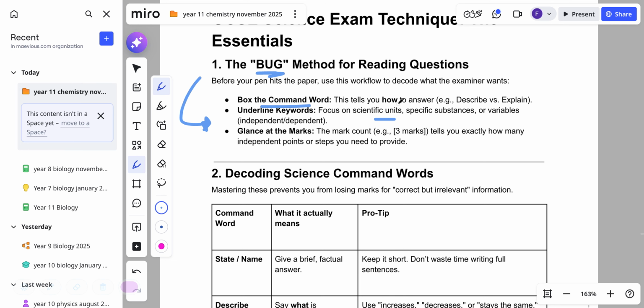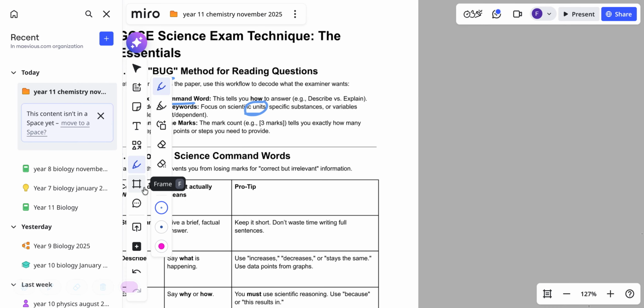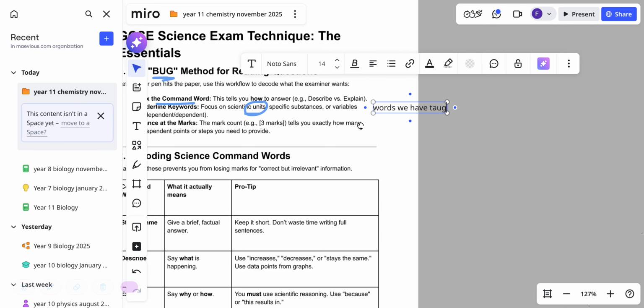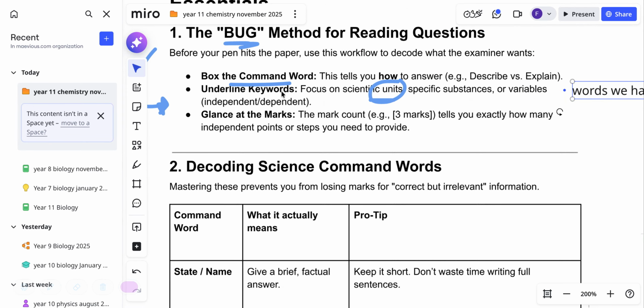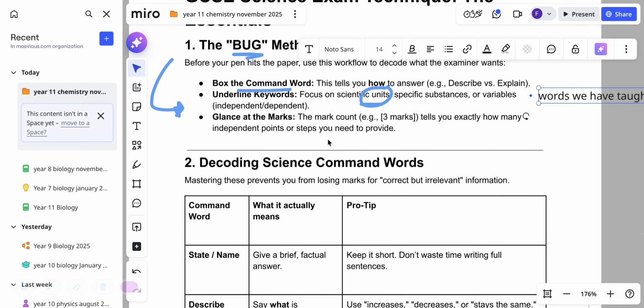And what I mean by keywords is words that we have taught you. That's why at the start of every session where I'm teaching you something, I say, right, here are the keywords, here are the key ideas, words we have taught you, or words in a revision guide. If you look at CGP or any revision guide, you'll see the keywords in bold. Have a look at the marks. That really helps.